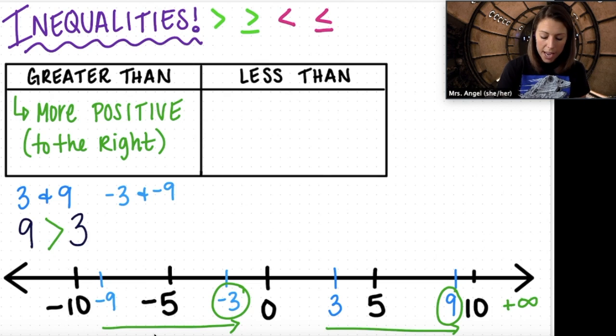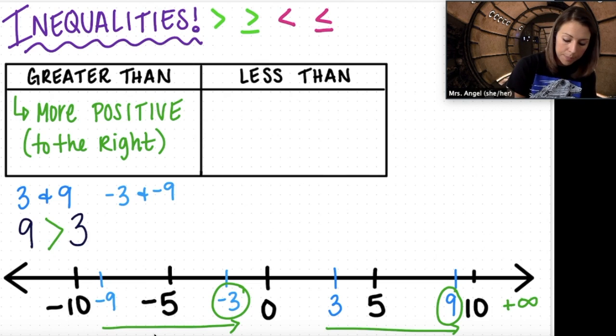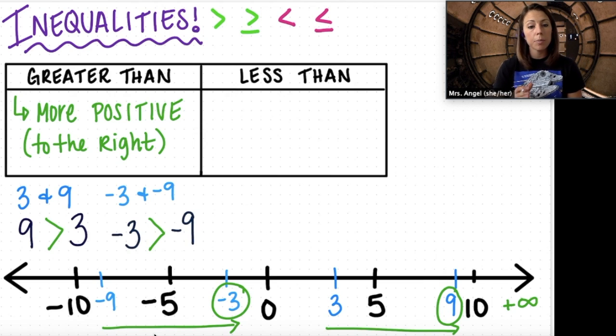So if I were to write out this inequality statement, I would start with -3, the symbol for greater than, and -9. So the negatives are a little bit tough because you can't be fooled by the quote size of the number, but where it actually is on the number line.